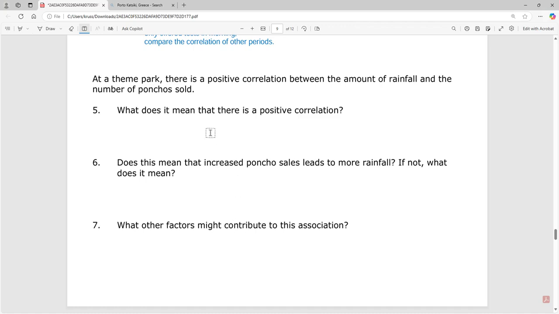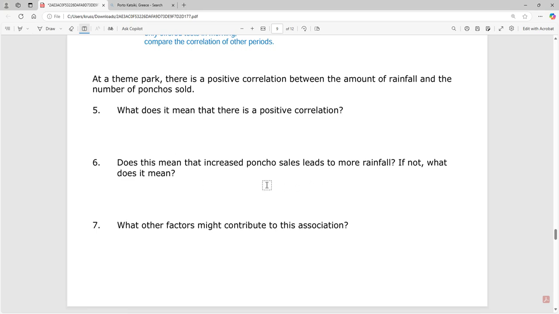All right, so here's another example. At a theme park there's a positive correlation between the amount of rainfall and the number of ponchos sold. Well, that's pretty much common sense. The more it rains, the more they're going to sell ponchos to keep the rain off people. Right, what does this mean? Does this mean the increased poncho sales lead to more rainfall? No, of course not.